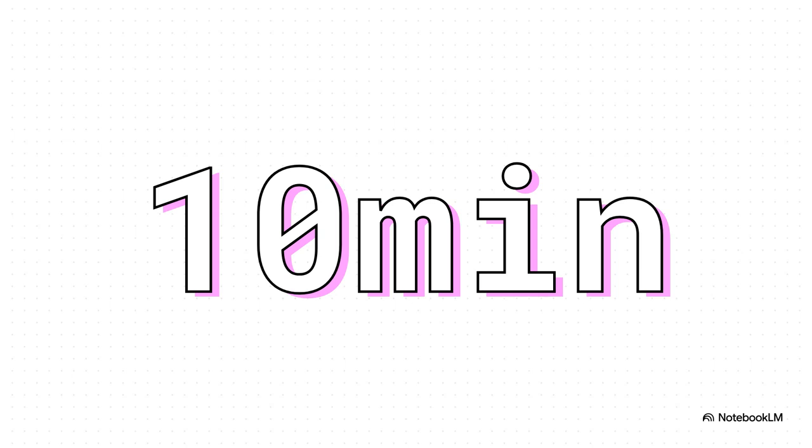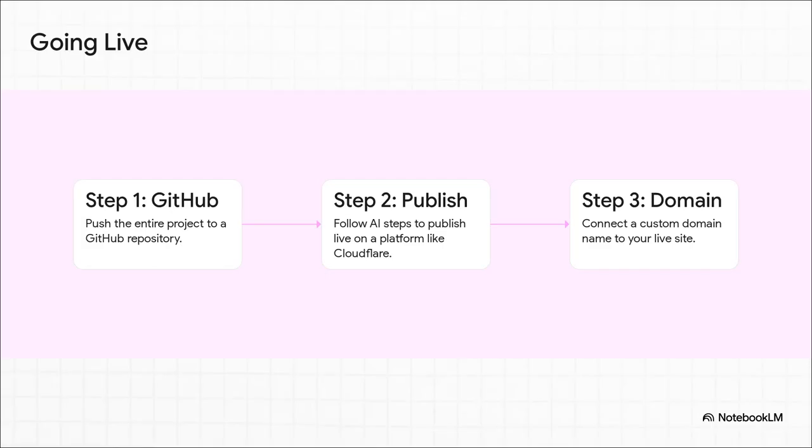From a single screenshot to a fully animated, responsive, super fast website, the whole thing took about 10 minutes. Let that sink in for a second. 10 minutes. This is just an unbelievably efficient way to work. And believe it or not, the simplicity doesn't stop there. Even getting this thing live is part of the same workflow. The AI can literally guide you through the final steps, from pushing the project to GitHub to publishing it on a platform like Cloudflare. It'll even give you the terminal commands you need to run.